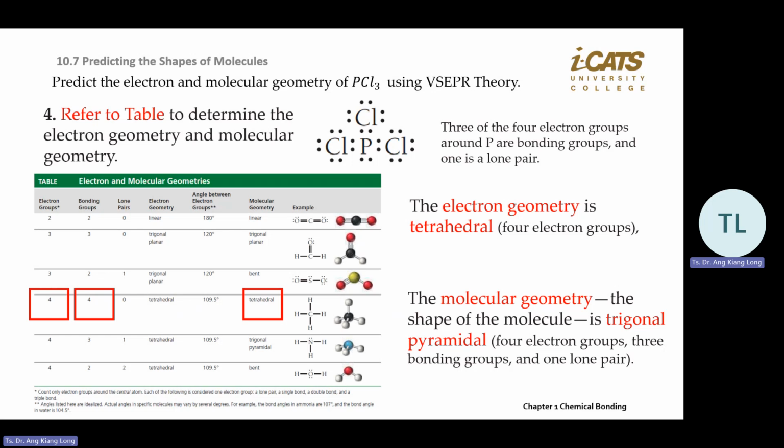So this one, bonding groups, you have 3 and 1 lone pair. So I think the box I highlighted on the screen here is wrong. It's incorrect. You should refer to the last 2 columns, which is your electron geometry will be tetrahedral. Your molecular geometry will be trigonal pyramidal. These are the 2 keywords I'm looking for if this one comes out in the exam.